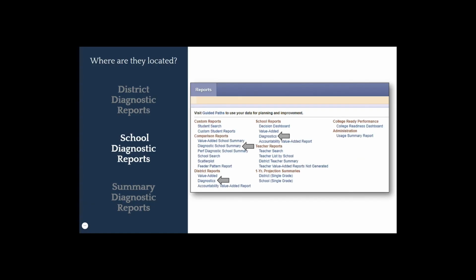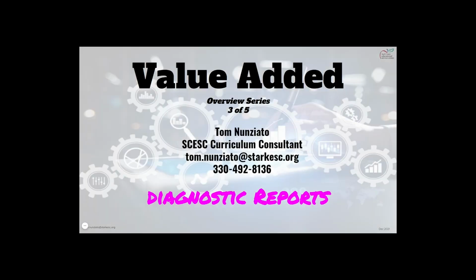Where do we find this information? These diagnostic school summary and reports could be found under the comparison reports, the district reports, or the school reports. For more information, please visit my other videos about the dashboard and some of the things that you could do to find information that digs deeper into the diagnostic reports.